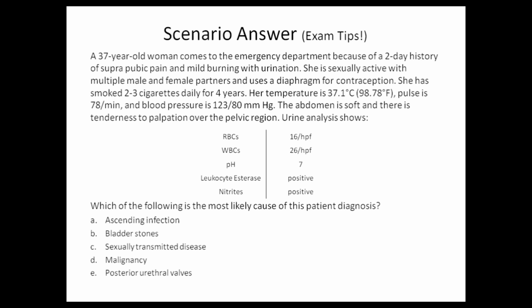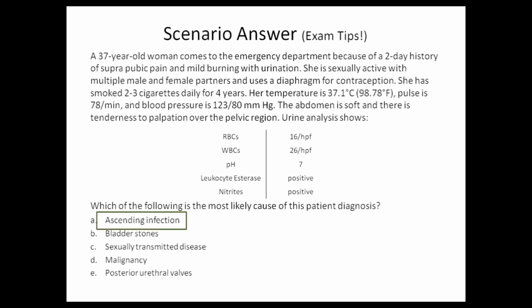As you have already read the scenario, we will come towards the answer. In this scenario, the patient has the typical symptoms of a urinary tract infection, as I already mentioned in the clinical features, like suprapubic pain, mild burning with urination, and the urine analysis shows WBCs of 26. We read that 5 or more WBCs per high power field indicates infection. So the patient's labs as well as the symptoms correlate with a urinary tract infection. Which of the following is the most likely cause of this patient's diagnosis?